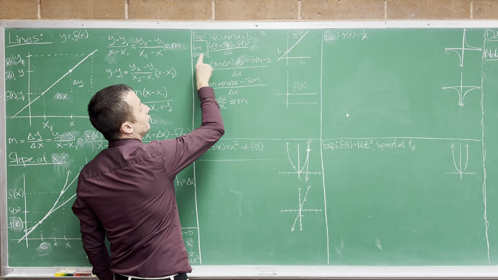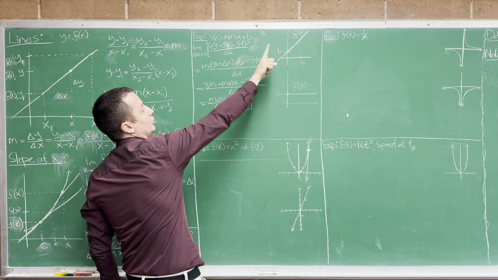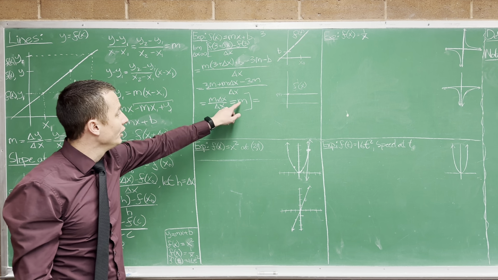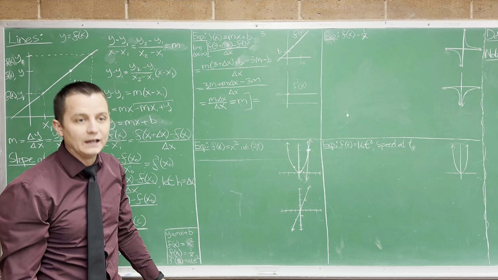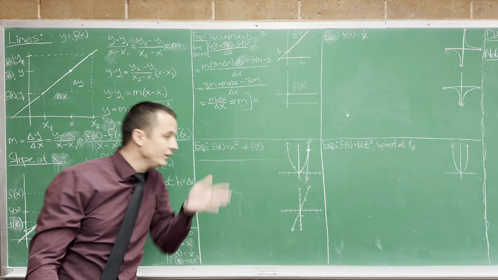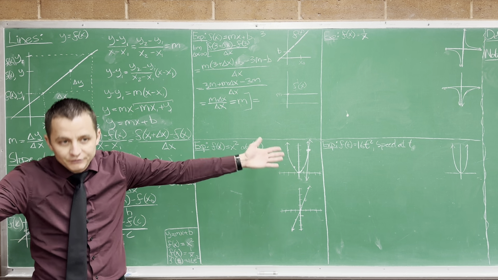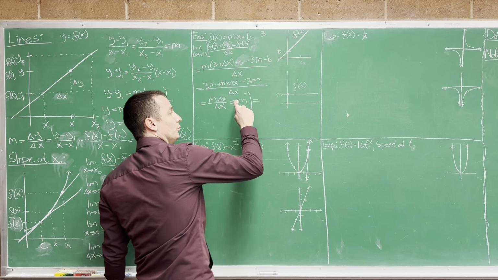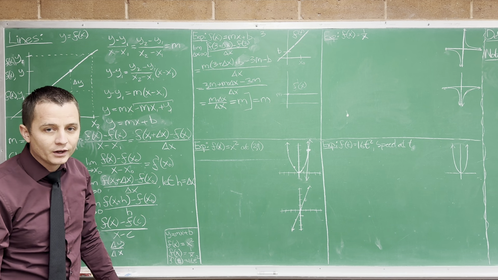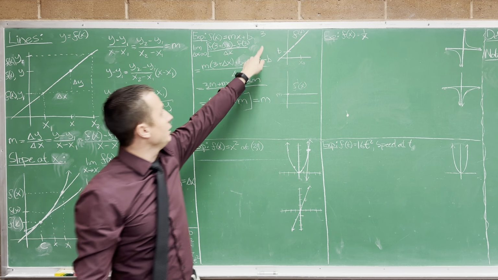Now we need to find the limit of this as delta x goes to 0. So we were saying the limit as delta x goes to 0 of this whole thing. What's the limit of a constant as delta x goes to 0? The constant. It's just a constant. What's the limit of 7 as x approaches 0? 7. It doesn't care. So the limit of m is just m. And shocker, the slope at 3 came out m.